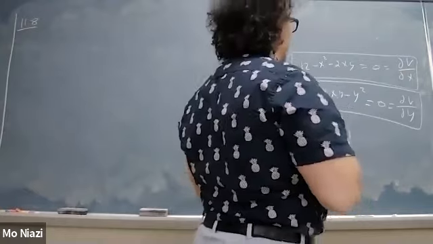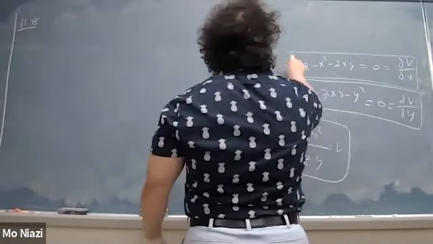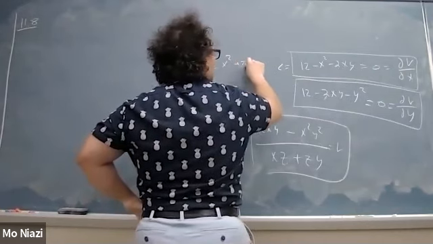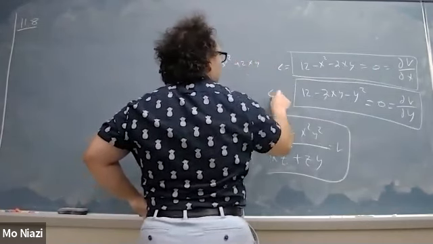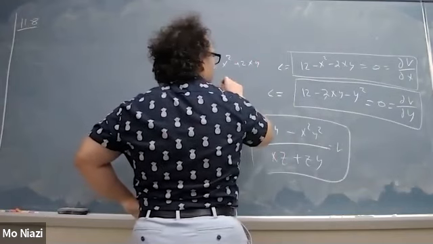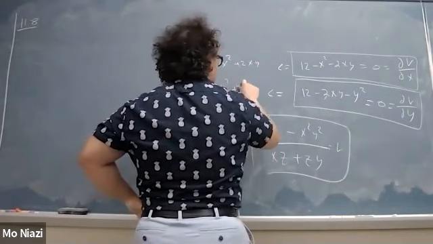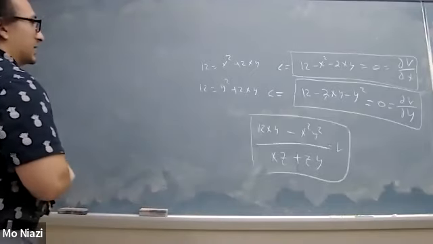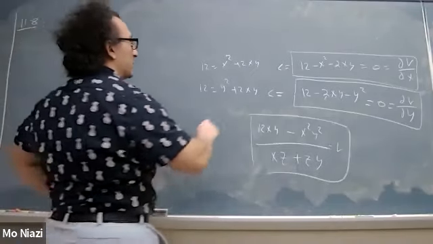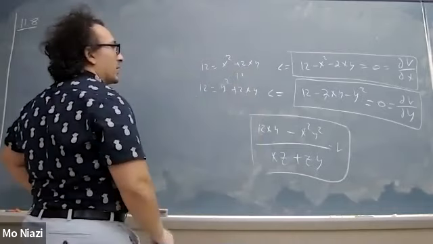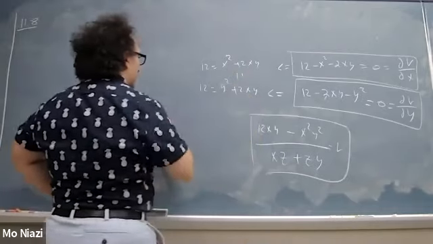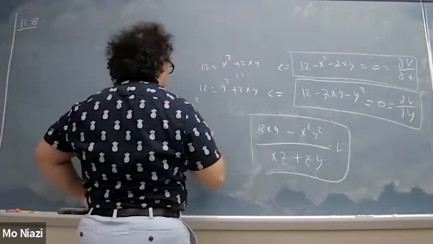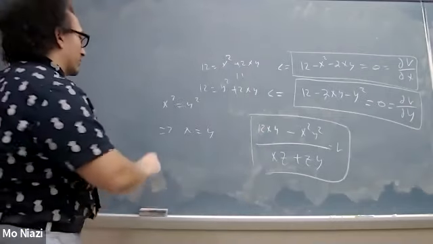Okay, so what can we do here? We notice that if we get this equation, we get that 12 is equal to x squared plus 2xy. And the same thing for this equation, we get 12 is equal to y squared plus 2xy. Right? Noticing that 12 equals itself, meaning we can set these two equal to each other. We can cancel out the 2xy, and that means x squared is equal to y squared, which implies x is equal to y. Okay, when you take the square root of both sides.